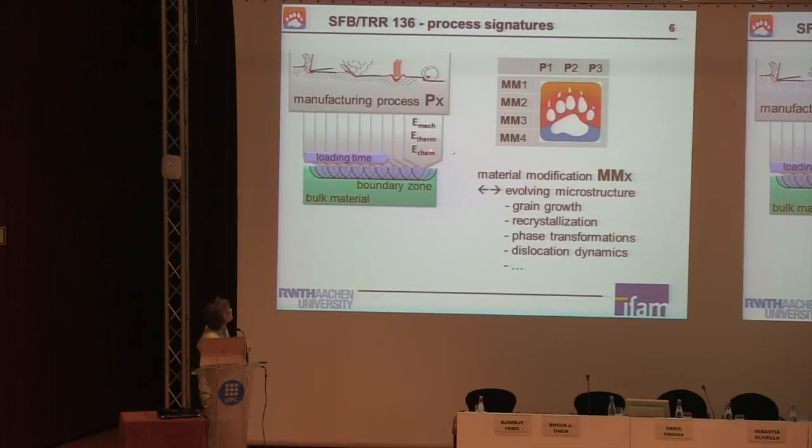We want to have the connection between some manufacturing process called PX, for example, with the desired material modification called MMX. And then certainly this material modification is strongly connected to the evolving microstructure. We need to evaluate here grain growth, recrystallization, phase transformations, dislocation dynamics, all that. And this brings us automatically to this two-scale simulation.